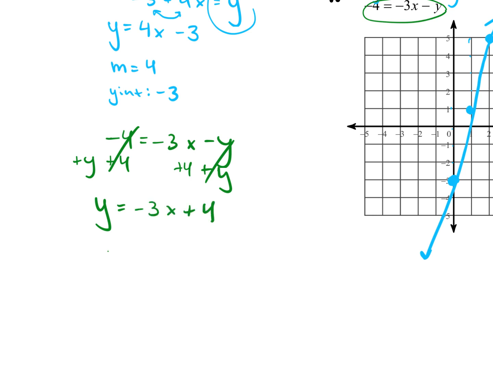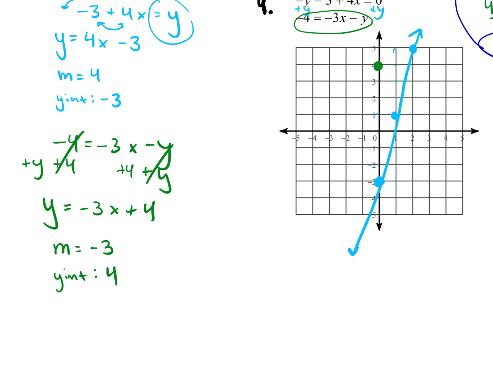What's our slope? Negative 3. And what's our y-intercept? 4. So what am I going to put first on my graph? Put a point at 4 on the y-axis. How do I show the slope of -3? Down 3 to the right one. You always go to the right. The negative just means that you're going down. So you always go to the right. Go down 1, 2, 3, and to the right one.